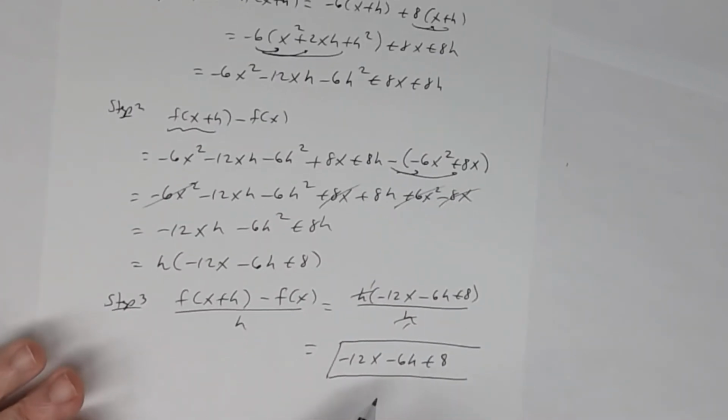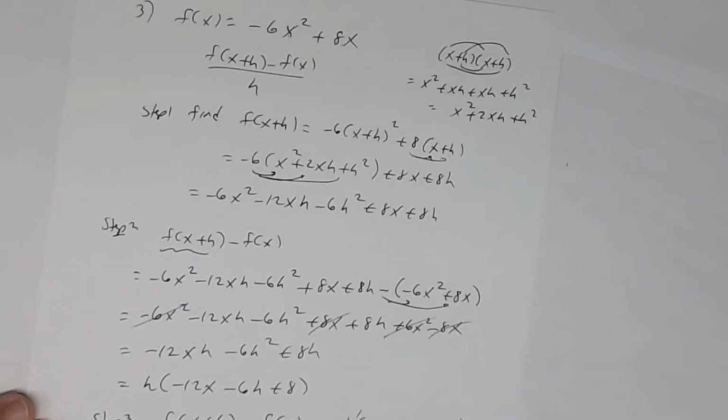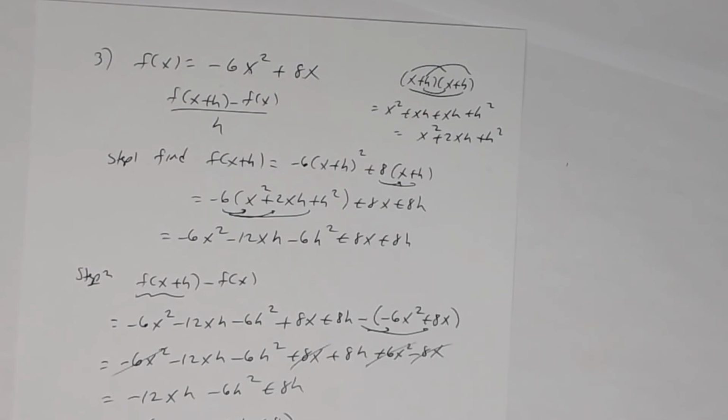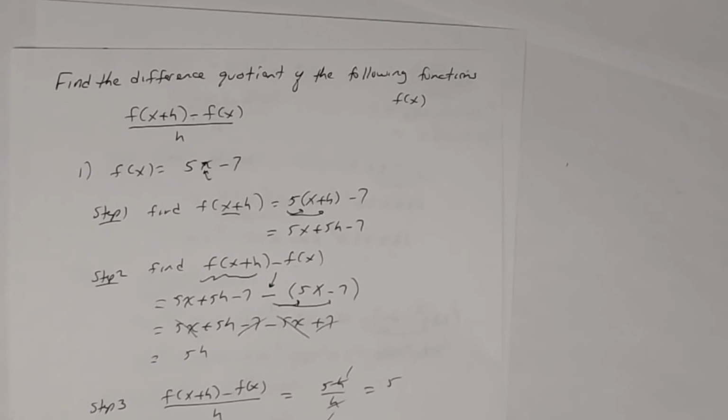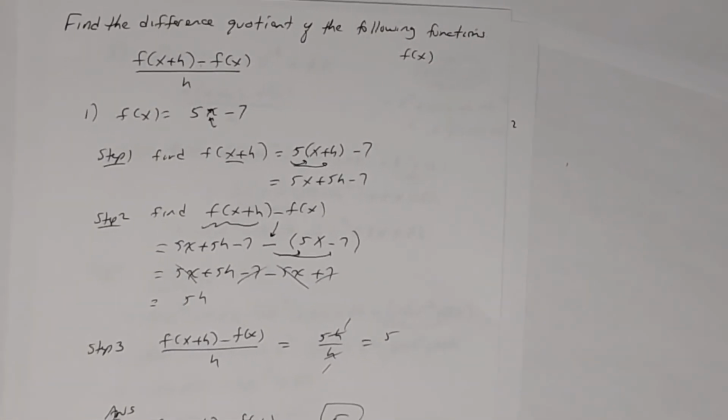Now remember, that does mean something. If you take business calculus or calculus, this slope of the secant line does mean something in those courses. So that is how you find the difference quotient of a linear function and a quadratic function. If you were to find the difference quotient of other types of functions, you would do the same thing: step 1, step 2, step 3, and so on. That will be the end of these examples.